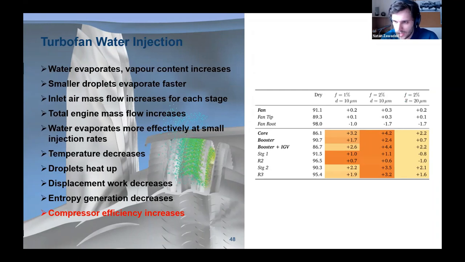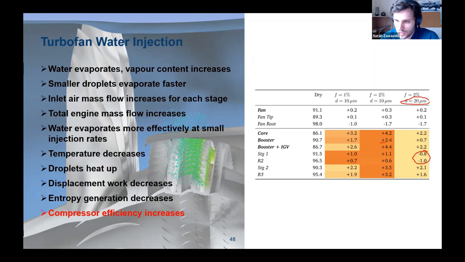This, however, depends strongly on the injection rate and the droplet diameter, especially on the droplet diameter. So you can see that for droplet diameters that are 20 micron, the benefits from water injection are much smaller, or even the efficiency decreases. But with very finely atomized droplets, we could get benefits.